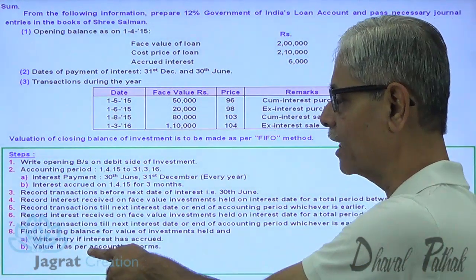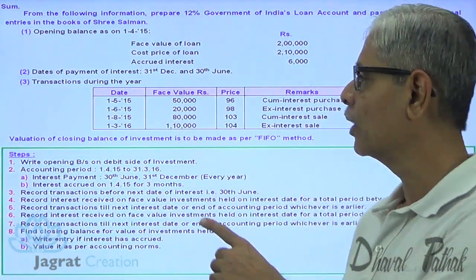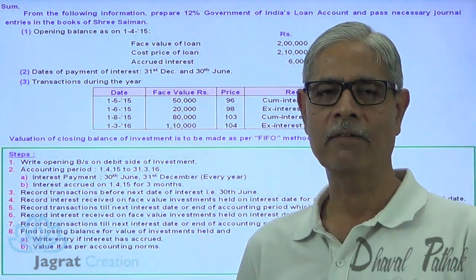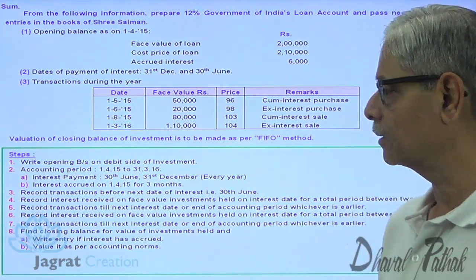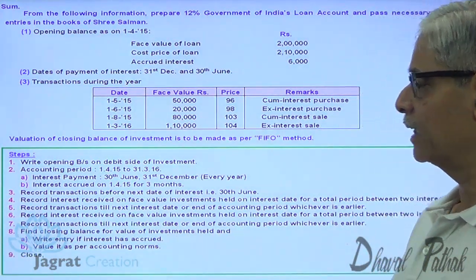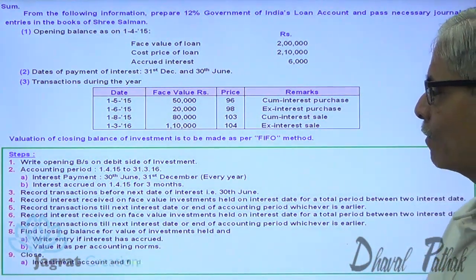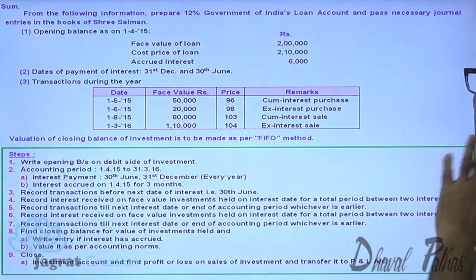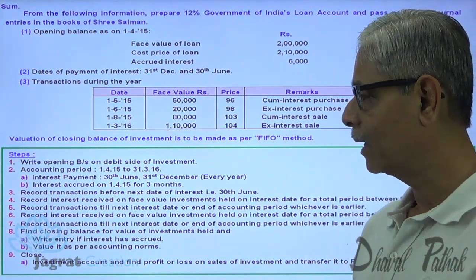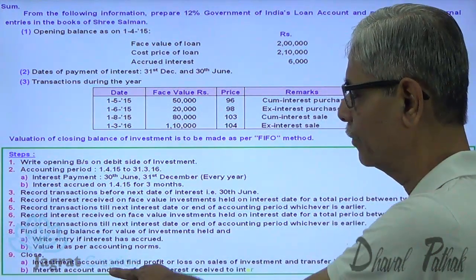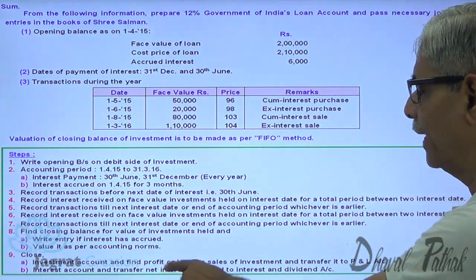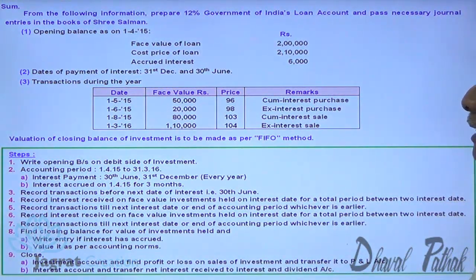Then value the investment as per the accounting norms. Here you are told to value the investment as per FIFO method. So valuation of investment will be made on the basis of FIFO method. After recording these things, close investment account and find the profit or loss on sale of investment and transfer it to profit and loss account. And last, interest account is to be closed. Close interest account and transfer the net interest received to interest and discount account.